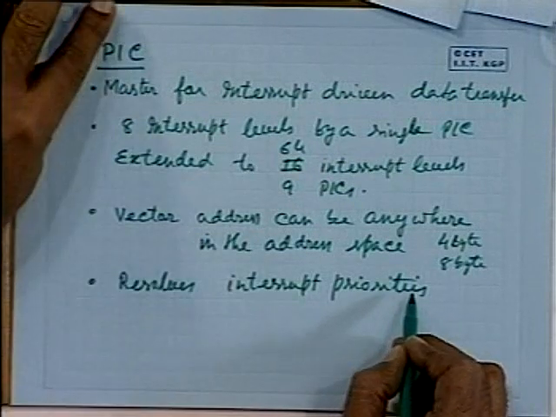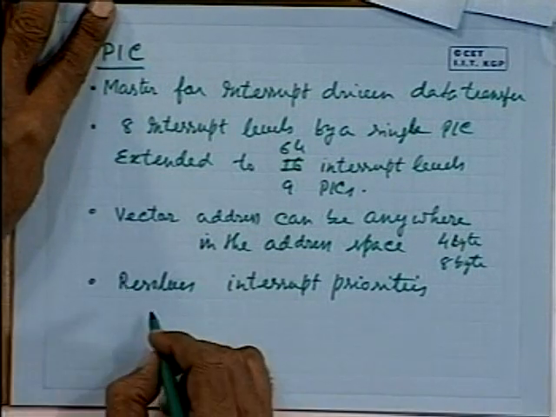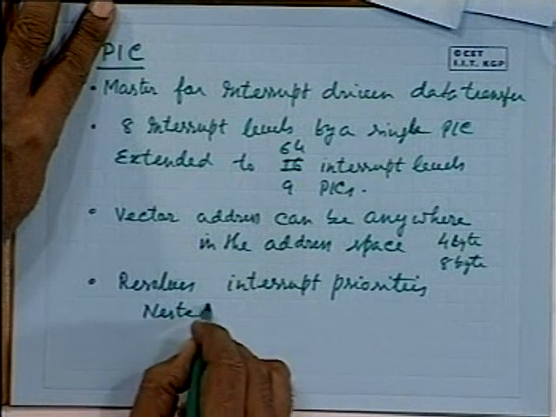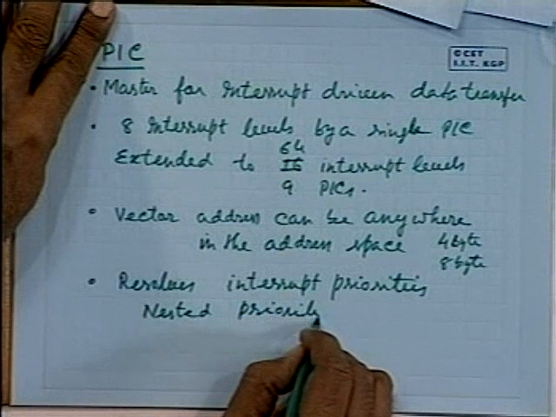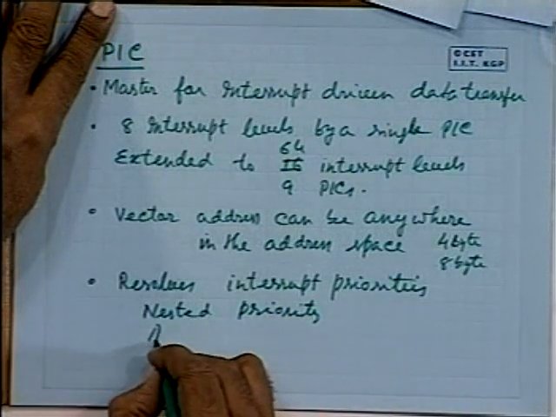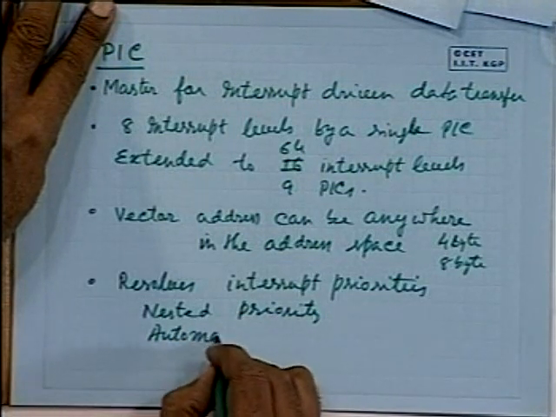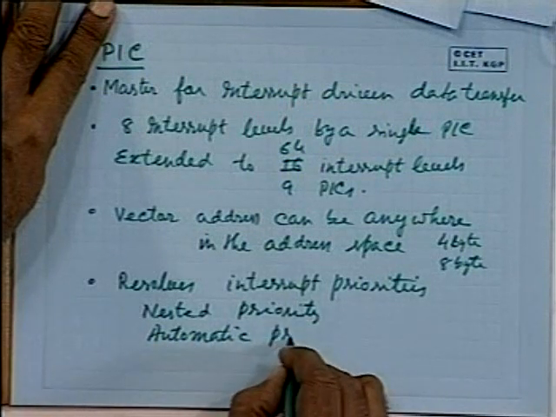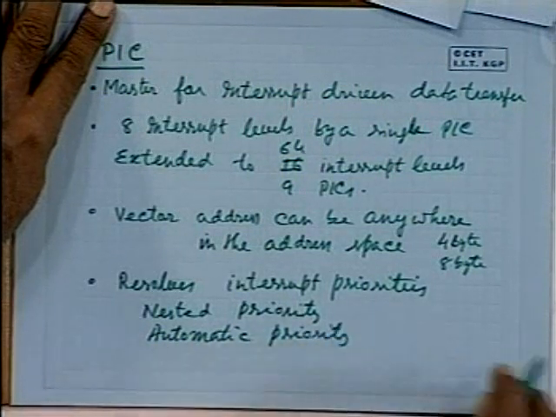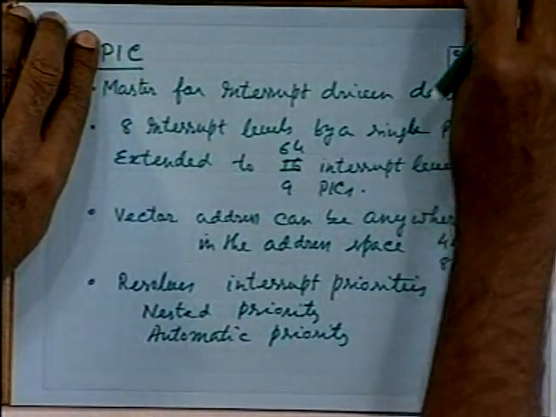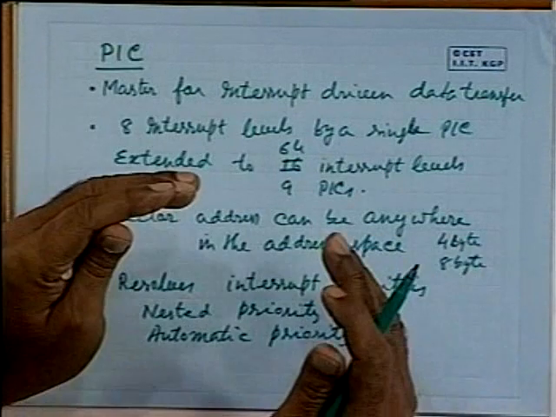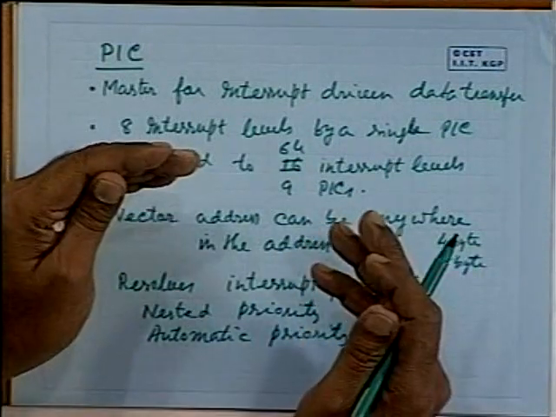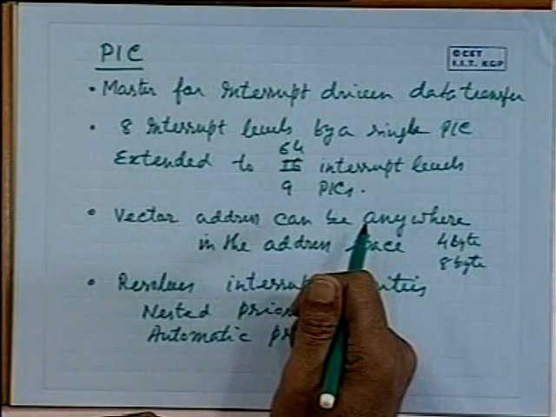It can have nested priority. It can have automatic rotating priority. And any one of these inputs can be given the lowest priority. And you can mask all the interrupts whenever you want it. That means masking of interrupts is possible.